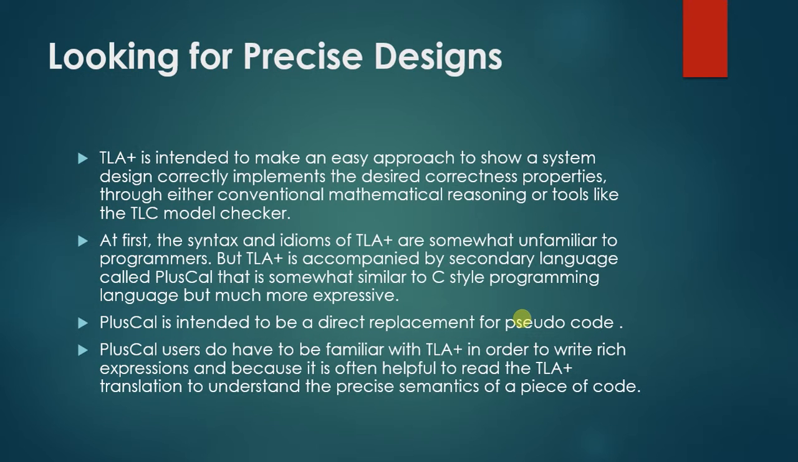TLA+ is intended to make it easy to show that a system design correctly implements the desired correctness properties, through either conventional mathematical reasoning or tools like the TLC model checker. At first, the syntax and idioms of TLA+ are somewhat unfamiliar to programmers, but TLA+ is accompanied by a secondary language called PlusCal that is somewhat similar to C-style programming. PlusCal is intended to be a direct replacement for pseudocode, and PlusCal users do have to be familiar with TLA+ in order to write rich expressions, and because it is often helpful to read the TLA+ translation to understand the precise semantics of a piece of code.